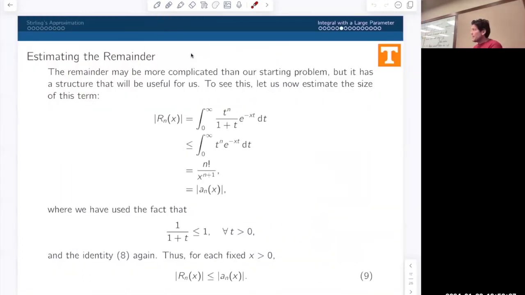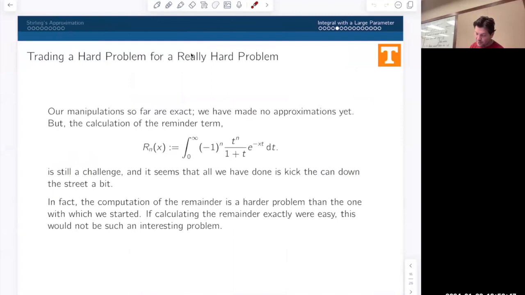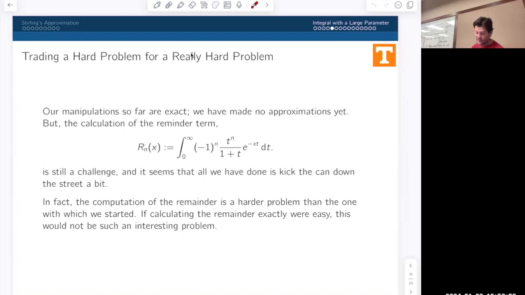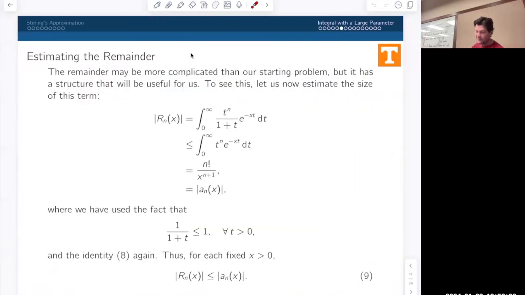So let's estimate the size of the remainder. Let's take the absolute value of this. We had this minus one to the power, which nicely doesn't depend on t, so it can come out. Everything else, t being positive and x being positive, is still positive. So when we take the absolute value of the integral, it only kills off the minus one to the power.